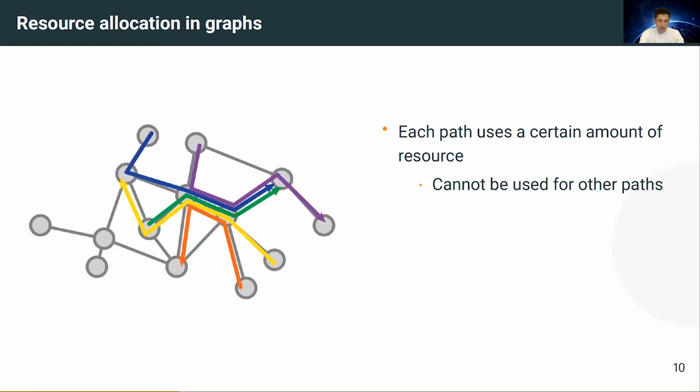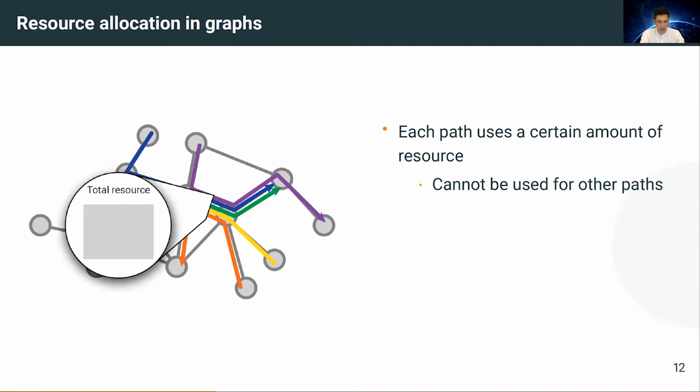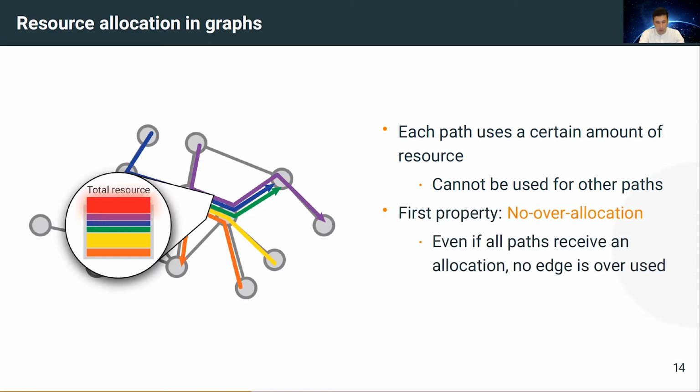Now, each of these paths, as said, requires a certain amount of resource. You can think of bandwidth for communication. And this resource is allocated to a path and cannot be used for other paths. So if we zoom in on this central link and represent the total available resource of the link by this rectangle, we see that the paths that traverse this link each have a certain defined amount of bandwidth. Now, the first property that we want from our resource allocation protocol is to never have overallocation. That is to say, never have the total sum of resources crossing a link exceed the resource of the link, even if all paths that can traverse that link or edge are receiving an allocation.